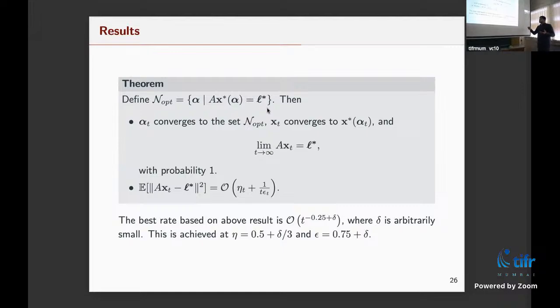Nice, the convergence part is easier. The finite time bound is you get O of eta t plus 1 by t epsilon t. There is a reason why eta t shows up like this and epsilon t shows up in the denominator. We will talk about it. But the best rate based on this result, I am not saying it's the best rate in general, is t power minus 1 by 4 plus some delta. It can be arbitrarily small. So nearly 1 by t power 1 by 4 is the rate of convergence.